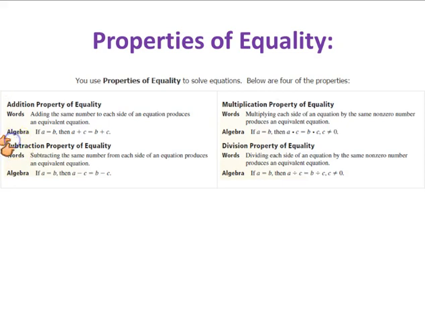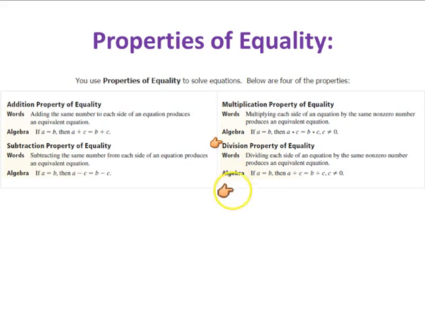Whereas the opposite, if you're subtracting the same number from each side of the equation to solve for a variable, you're using the subtraction property of equality. And then the same is true over here, multiplicative property of equality. If you have a variable that you're trying to solve for and it involves multiplying each side of the equation by the same number, then you're using the multiplicative property of equality.